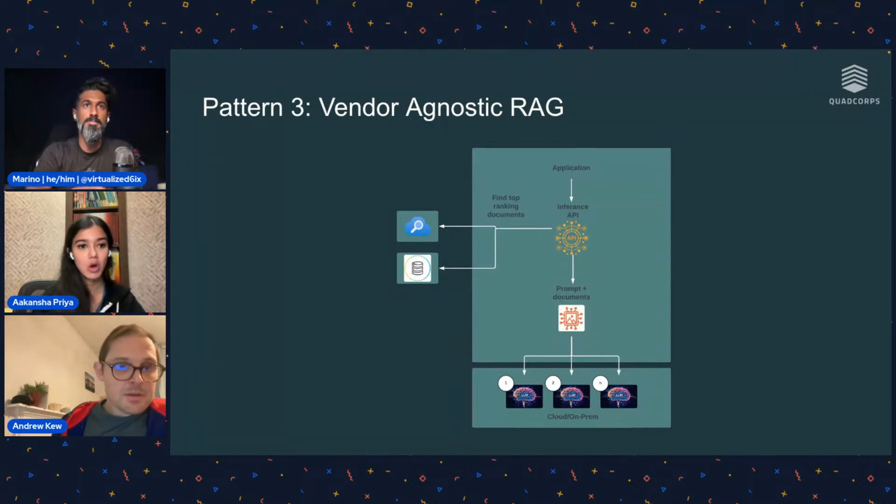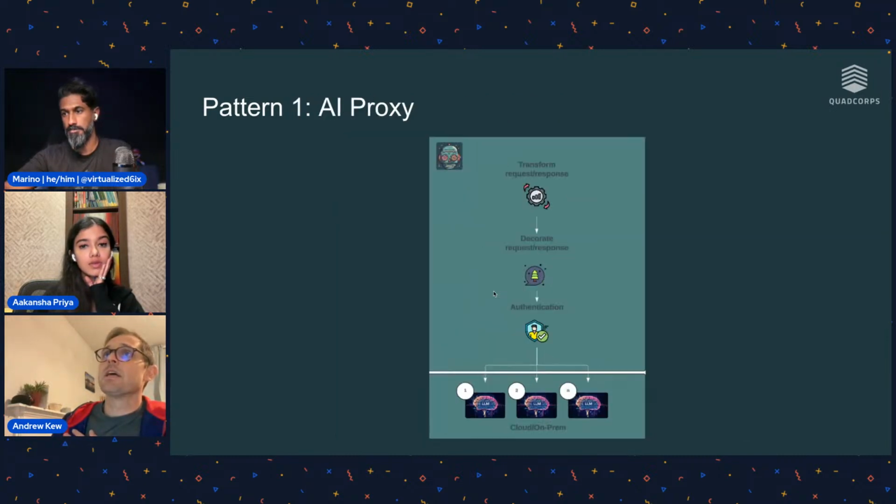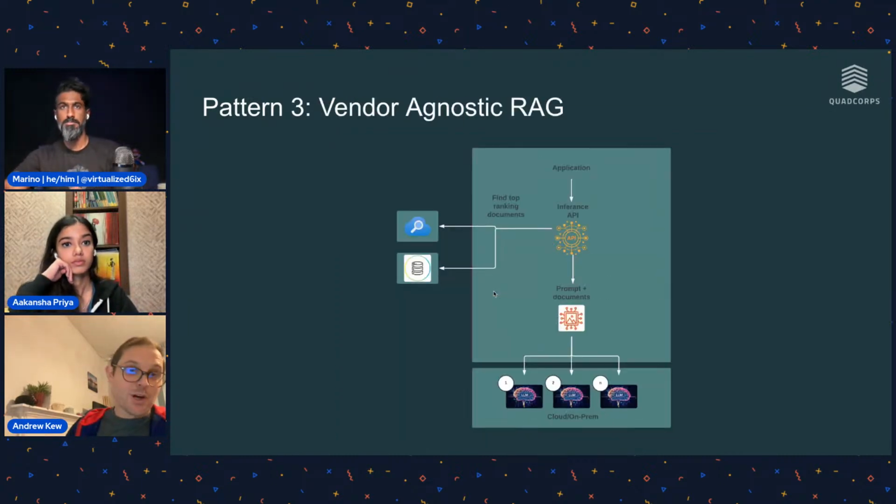So, what's the most common pattern out of these three, which is majorly used? I think the most common pattern is probably AI proxy, 100%. That's just because you've got companies where they may want to be looking at multiple LLMs and having that abstracted away. But I think RAG is becoming one of those topics that everyone is talking about.